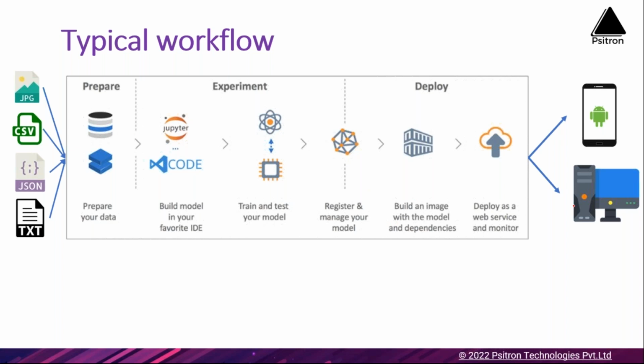So data depends on your use case. Let's say if you're working on computer vision, you might have images, like a JPEG. Otherwise, your data might come from a CSV file, or a JSON file, or a text file. A lot of different varieties are there still, right? So once we have data ready, what do we do?